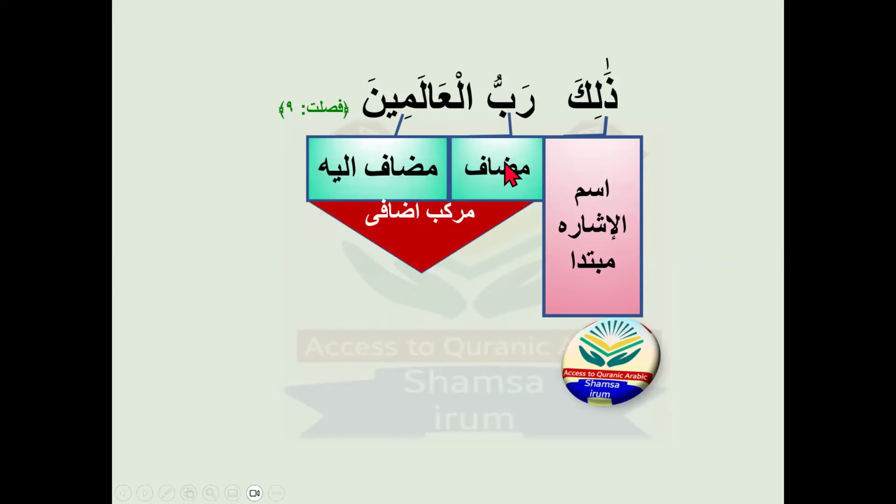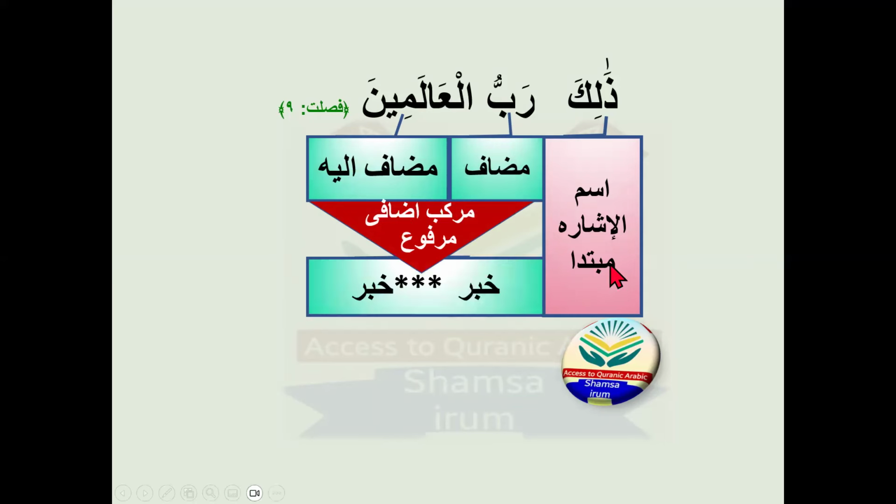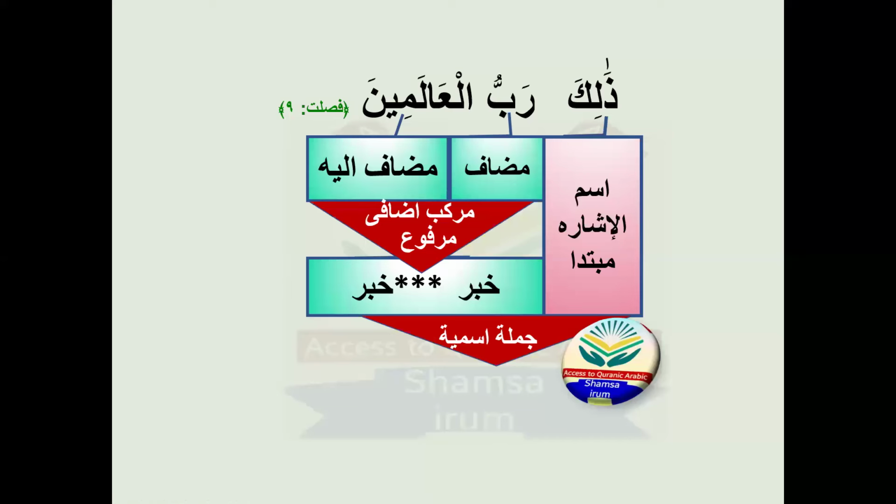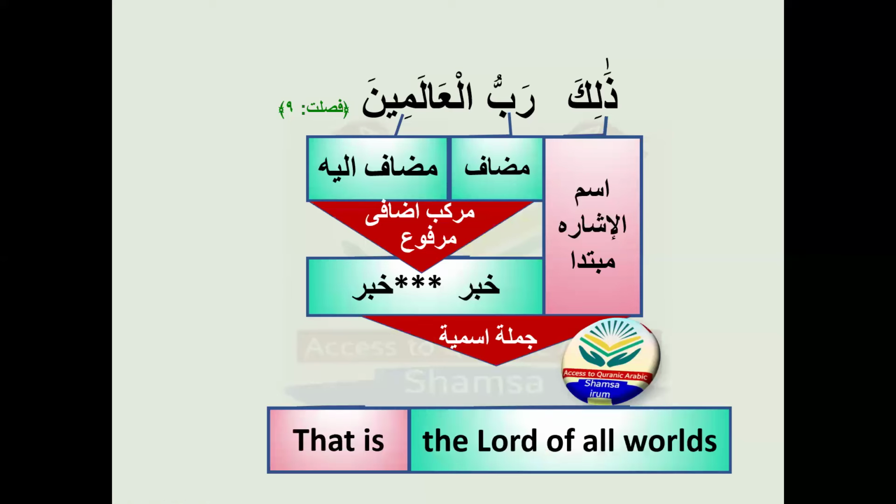What's the i'rab for this Murakab Izafi? You have to check the mudaf. Mudaf Rabbu: clearly you can see the dhamma, so it means it is marfu. Why is it marfu? Because it is at the place of the khabar. So mubtada and khabar make jumla ismiya. Translation: that is the Lord of all worlds.